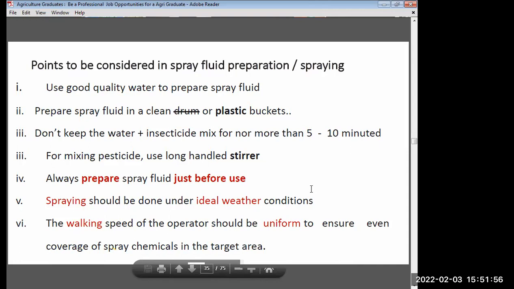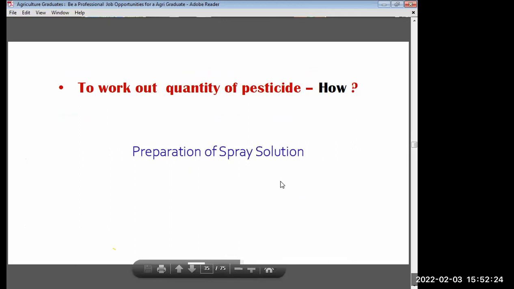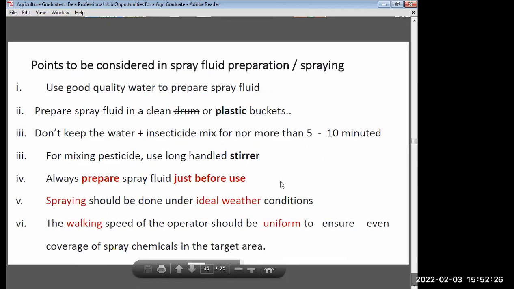You must use the soap oil for agriculture purposes. There is a separate soap oil which has no washing soda. Its pH is 7. You must know the word pH. pH 7 means it is neither acid nor alkali. So you must use Sandovit or Indran or Apsa.